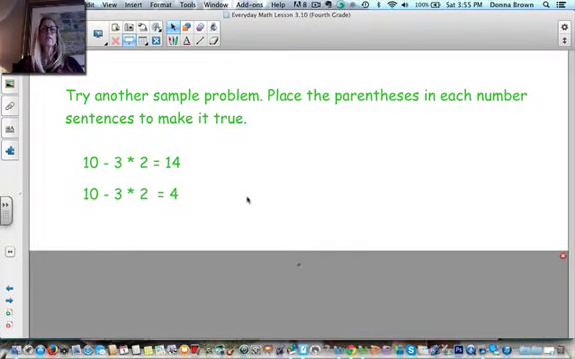All right, let's try another problem. Place the parentheses in each number sentence to make it true. So I want you to pause the video, write in your parentheses where you think they belong to make those true, and then we'll come back to it.